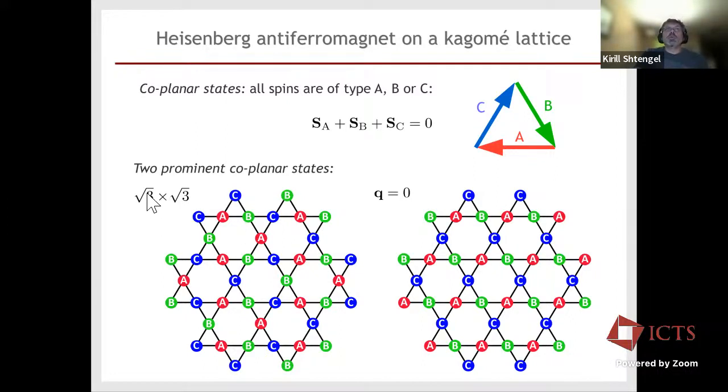So just to reiterate, the root 3 by root 3 state has the shortest possible weather vane modes, and it has the largest number of them. So it has an exponentially, or I should say an extensive, number of weather vane modes in a crystal. On the other hand, the Q equals zero state has the longest possible modes because each of them spans the entire lattice. And, well, it's a linear mode, but their number is clearly subextensive. So it only scales as the perimeter of your system and not as the area.